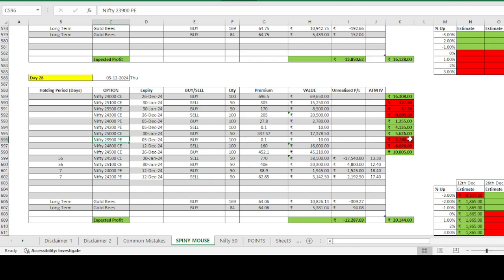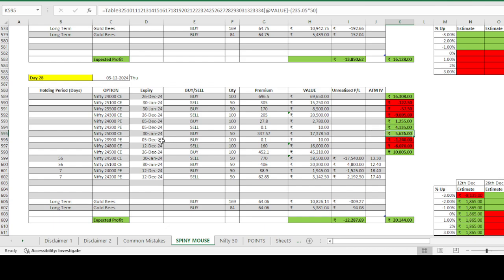So I booked the profit and shifted that position from 24,000 PE to 23,900 PE. I lost around minus 1,240 there, but I gained almost 5,400 rupees on the downside. Because of that, on the upside I lost around minus 9,700, but on the downside I managed almost half. So overall it's okay. We didn't do badly.